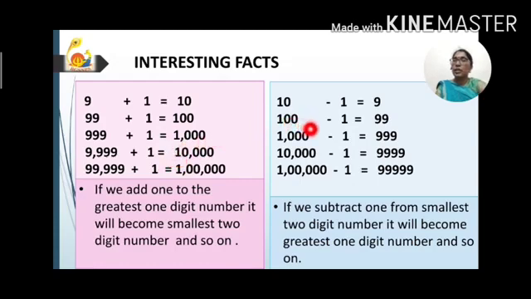But here one more interesting fact is nothing but the reverse of this. If you subtract 1 from smallest 2-digit number, you will get greatest 1-digit number. If you subtract 1 from smallest 3-digit number, you will get greatest 2-digit number. If you subtract 1 from smallest 4-digit number, you will get greatest 3-digit number. It goes like this, children. These are the 2 main interesting facts. Okay, is it interesting, children? Yes, I hope it is interesting.